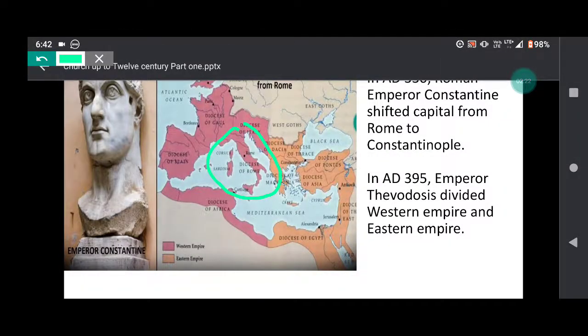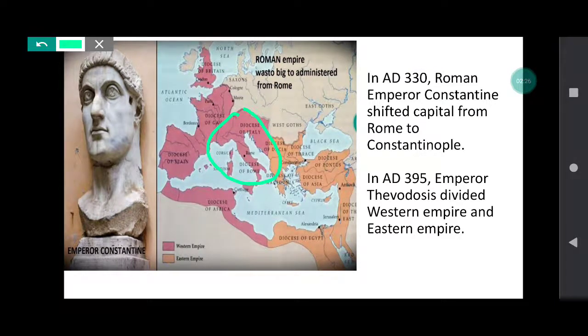So what Emperor Constantine did is that he shifted his capital from Rome in AD 330. He made Constantinople his capital. This is where the problem started. Previously, all Roman emperors used to govern from Rome, but due to the size of the empire expanding so vastly, it was not possible to manage from one particular capital. So he shifted his base from Rome to Constantinople, which is in present-day Turkey. The city is Istanbul right now.